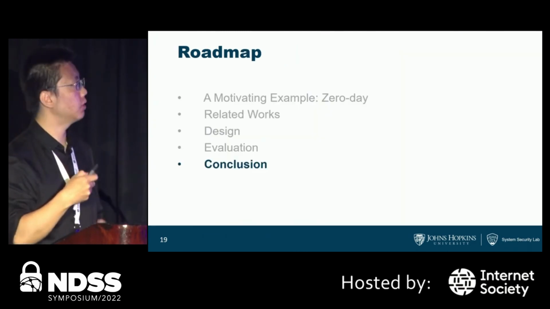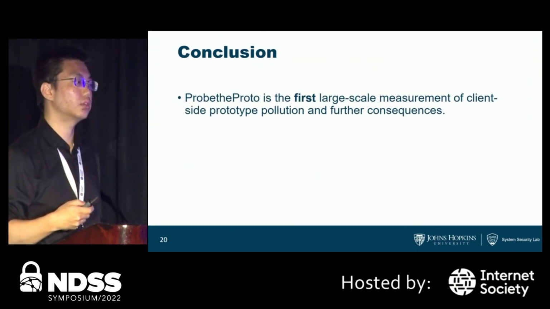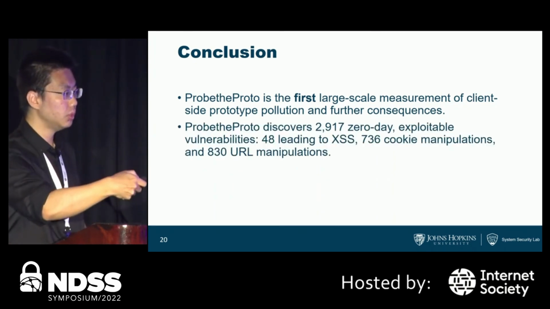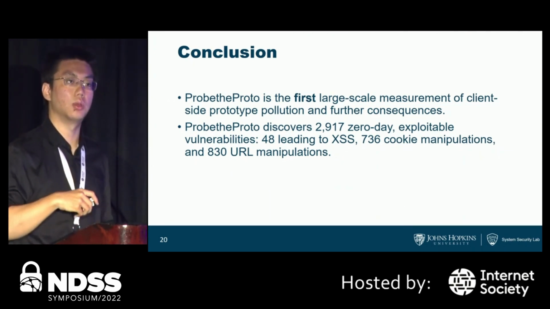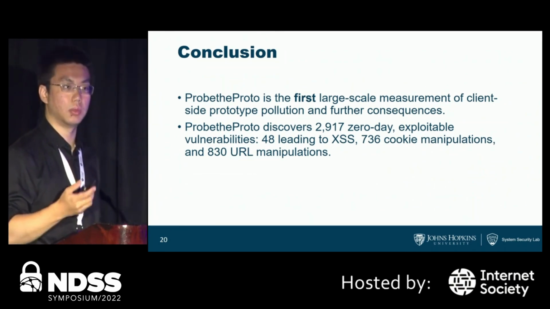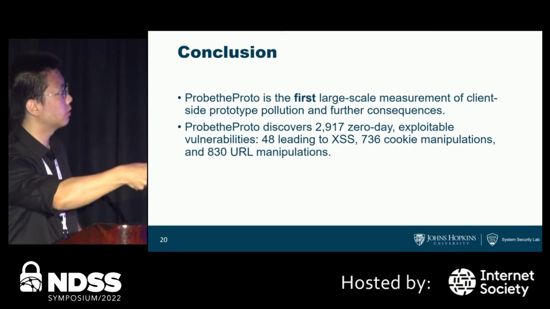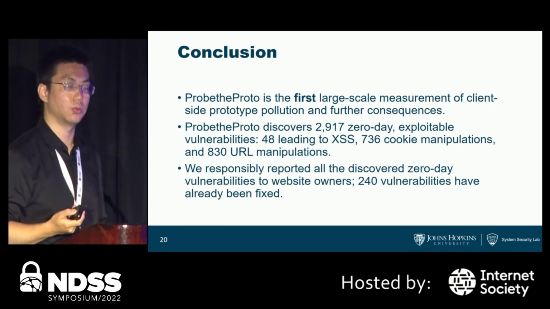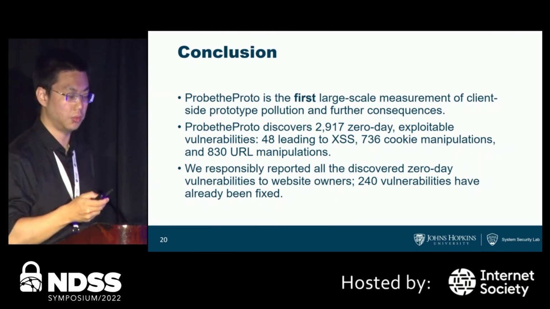So this is our measurement results, and we come to the conclusion. Our system, called ProbeTheProto, is the first large-scale measurement of client-side prototype pollution and its further consequences. ProbeTheProto discovers nearly 3,000 zero-day exploitable vulnerabilities, with 48 leading to cross-site scripting, over 700 leading to cookie manipulation, and over 800 leading to URL manipulation. We responsibly reported all of the discovered zero-day vulnerabilities to their corresponding website owners. So far, 240 vulnerabilities have already been fixed.